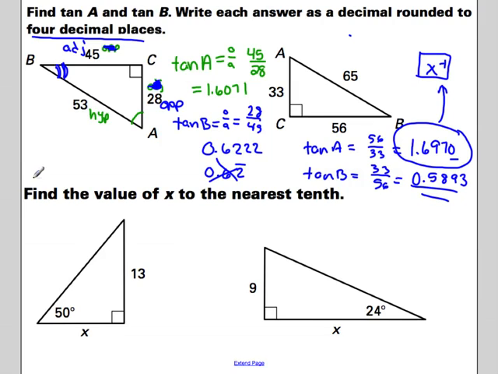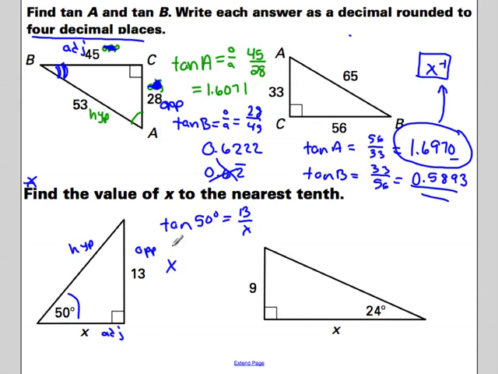The next part down here is actually a fairly useful thing for us. It says find the value of x to the nearest tenth. Given that this is 50 degrees, I'm given the opposite side. Here's my hypotenuse, which I'm not really given. This is my adjacent side. I would ask what trig ratio deals with opposite and adjacent. Well, duh, today that's going to be tangent. So I would say the tangent of 50 degrees equals the opposite over the adjacent. And then I have to solve for x.